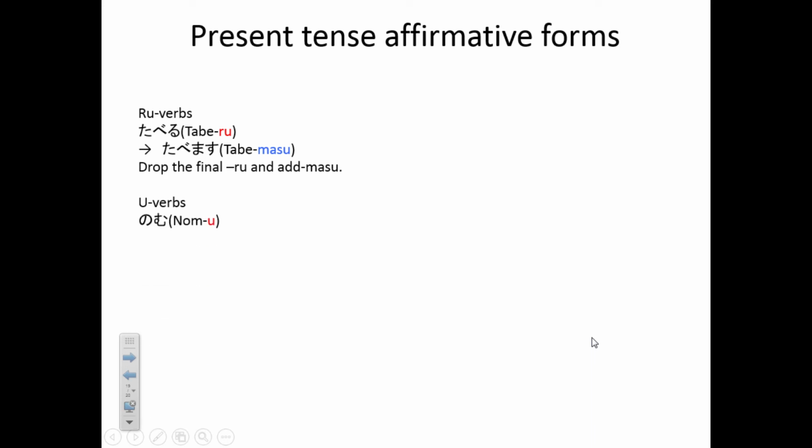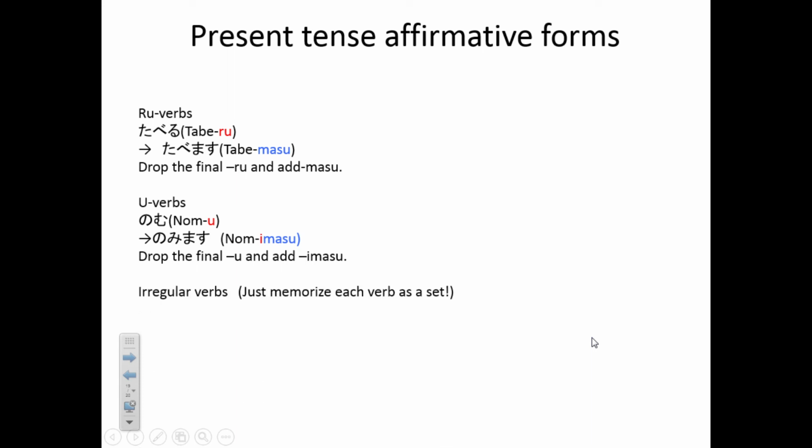Now 飲む becomes different from ru verbs. Drop the final u and add i and mas. So 飲む becomes 飲みます. So drop the u and then add i mas. That's the conjugation rule for u verbs. So 飲みます means I drink, I will drink.